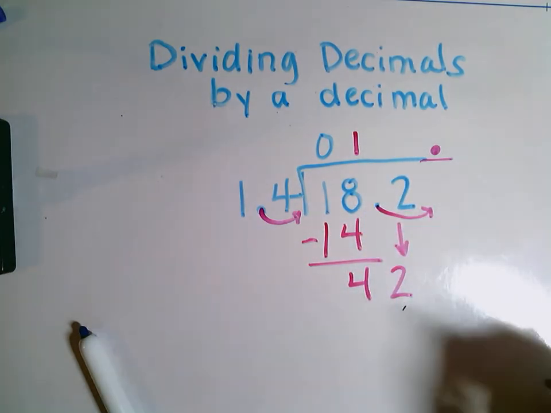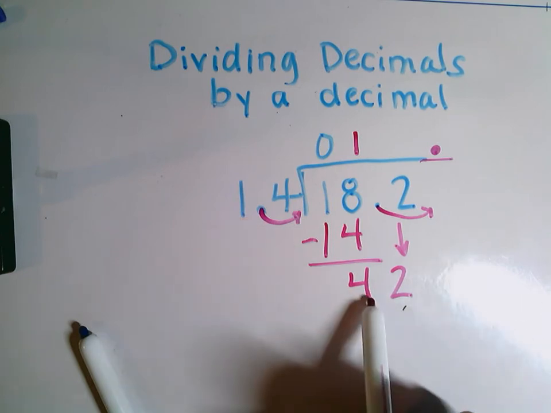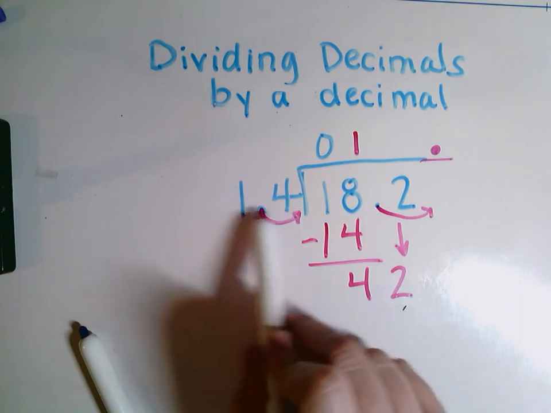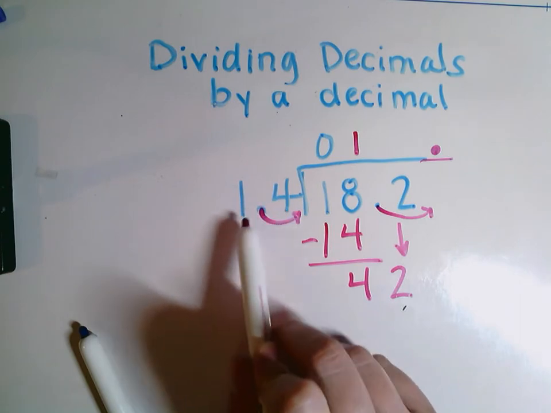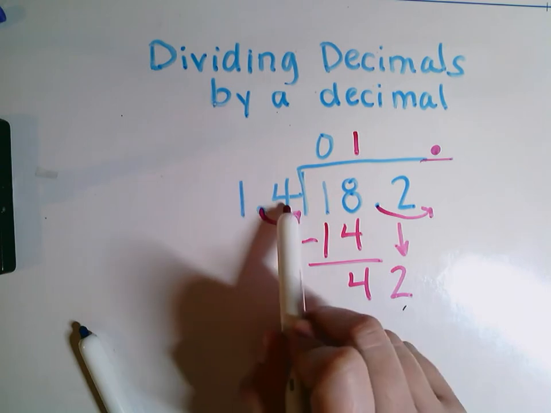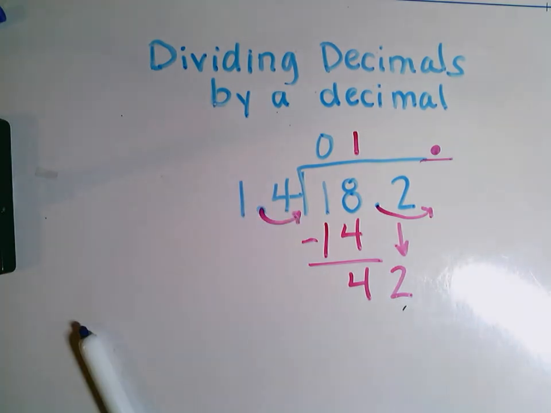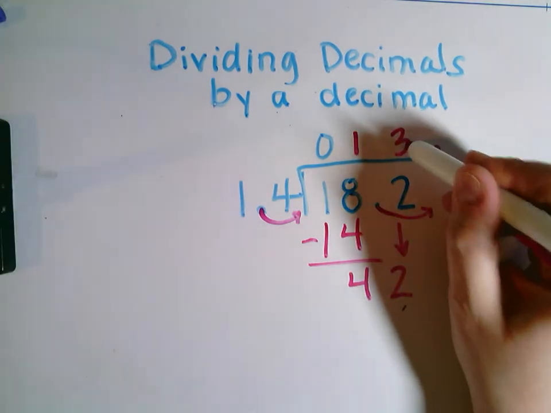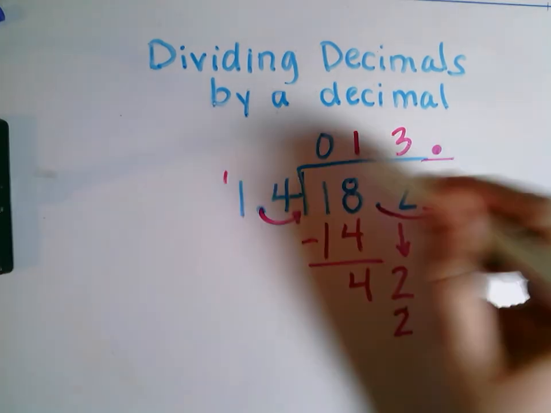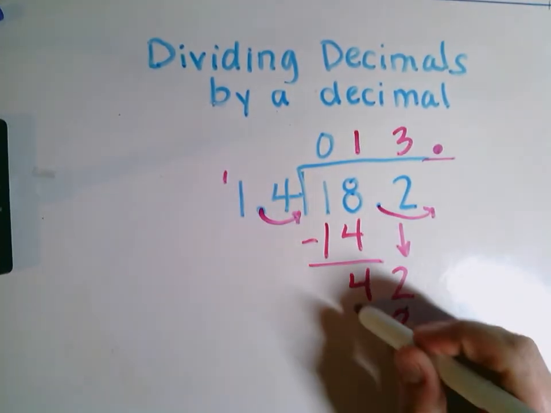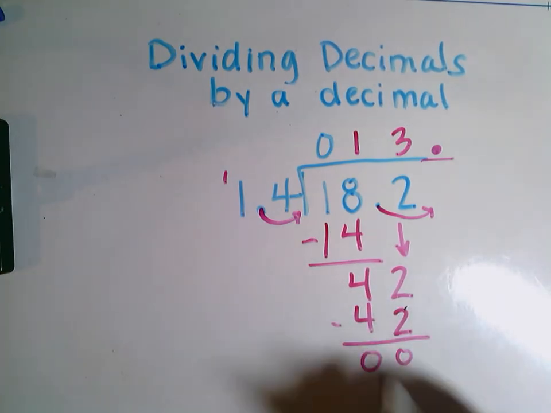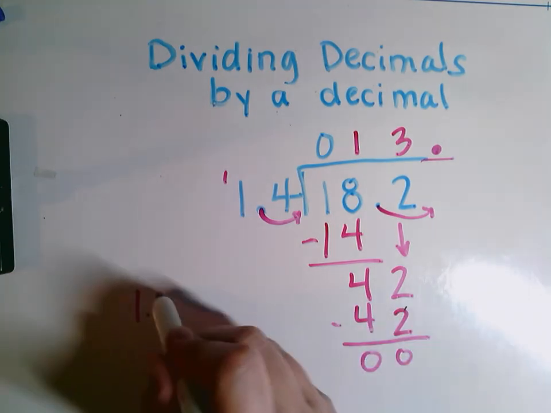So now I have 14 and I have 42. How many groups of 14 can I take from 42? I know that 14 is a multiple of 7. 6 times 7 is 42. 14 is 7 doubled, so if I take half of 6, it's 3. So 3 14s should give me 42. Let's try 3. 3 times 4 is 12. 3 times 1 is 3, plus 1 more is 4. So there I do have 42. When I subtract, I don't have anything left.